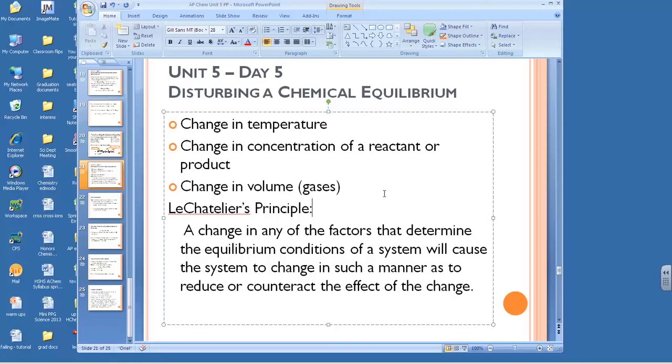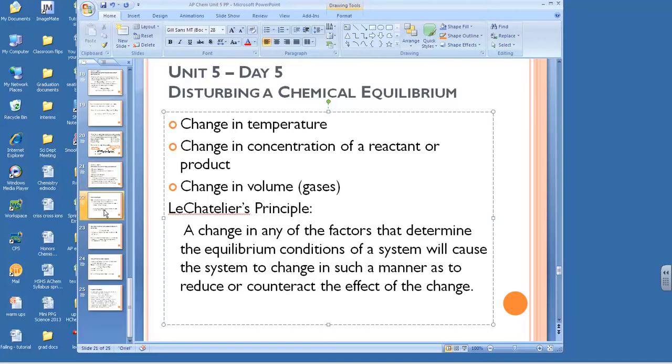Of course, changing the volume only works in gases because with solutions it would not change the molarity, because you'd be taking out some of the solute as well. Anyways, Le Chatelier says that, in short, if you change equilibrium, the system's going to do whatever it can to shift back into equilibrium. So it'll get itself back to the equilibrium it needs to be at.